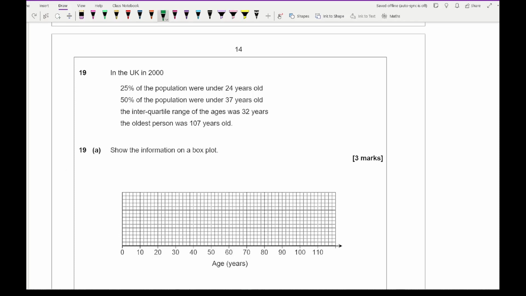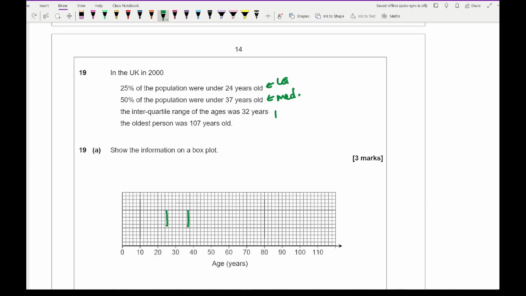So for this, this is going to be our lower quartile. So I've got a line at 25, which is just there. Now again, I recommend using a ruler. 50%, which is our median, which is at 37. So I'm going to say that's about there. And it says that the interquartile range is 32.